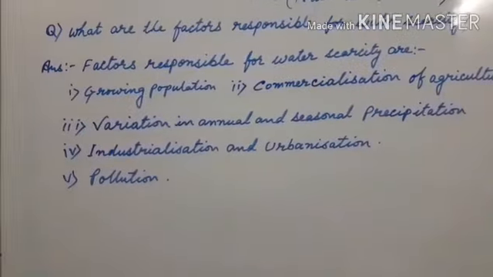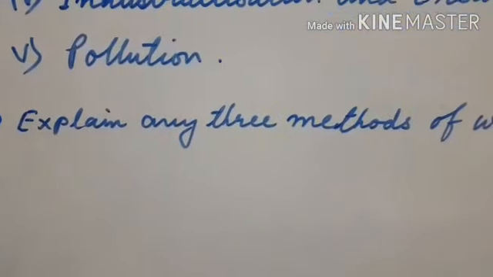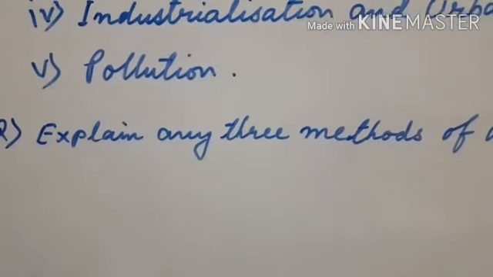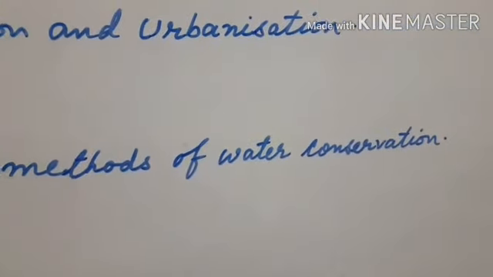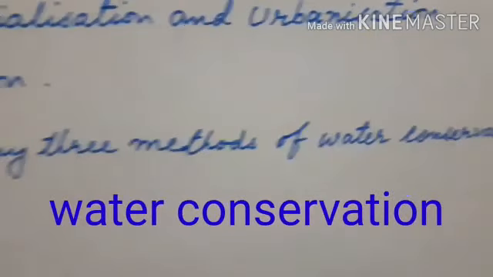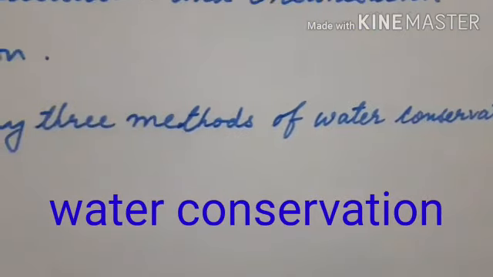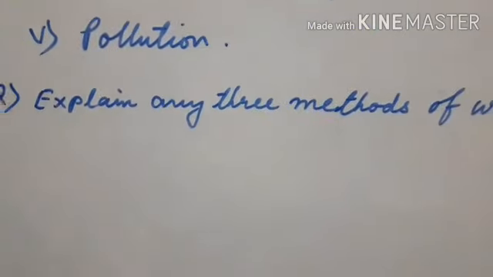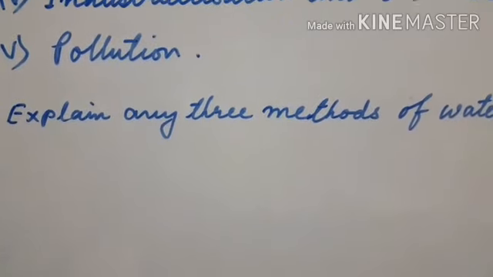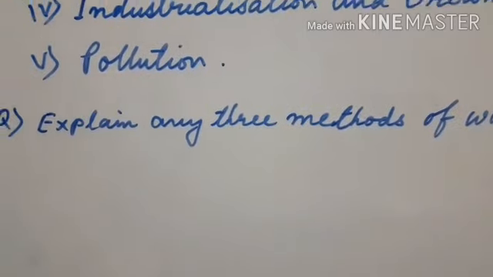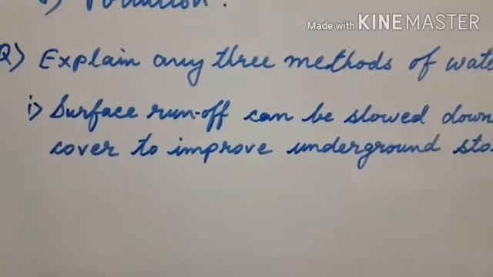Now next question is, explain any three methods of water conservation. There are many methods, but here we have to explain three methods of water conservation. Means how can we conserve water? Which methods can we use for decreasing water scarcity? Now see, the first method is surface runoff.